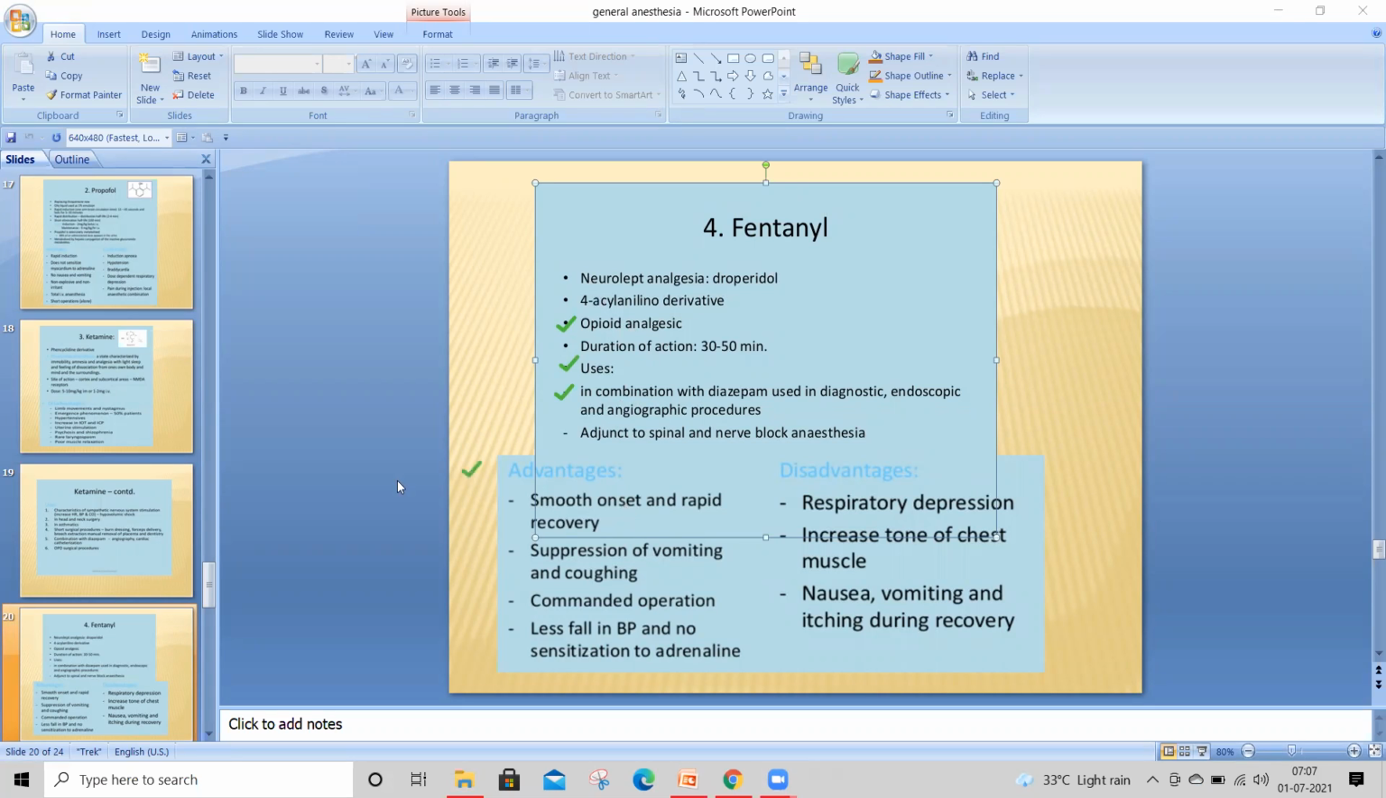Some advantages and disadvantages are there. Advantages are smooth onset and rapid recovery, and fentanyl also suppresses vomiting and coughing, with less fall in BP. In this case, disadvantages are also there. Fentanyl may cause respiratory depression, may increase tone of chest muscle, and may cause nausea and vomiting. This is all. So you have to know this.